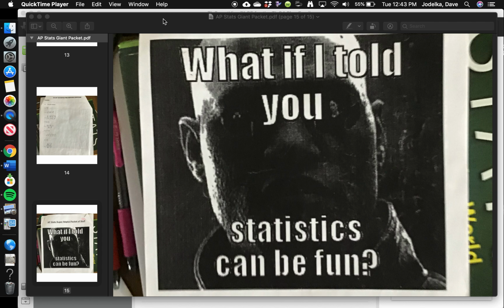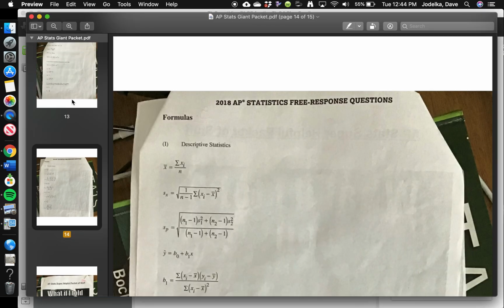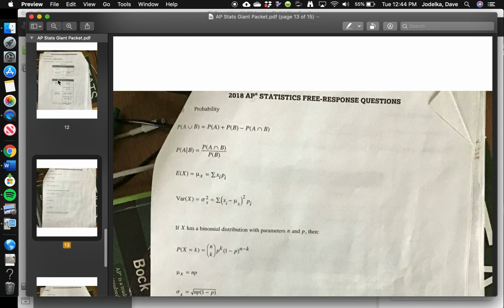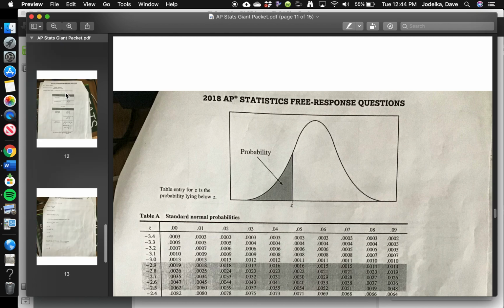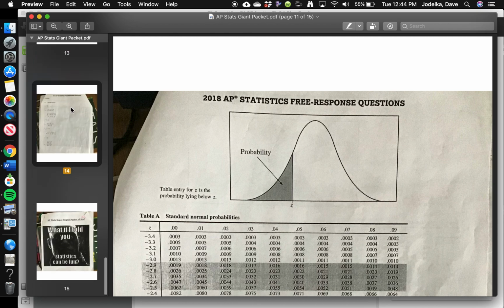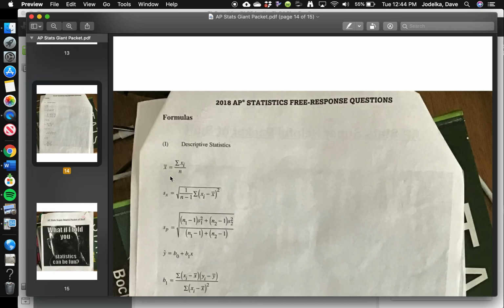So, if you don't recall this packet, I can post this AP Stats Giant packet so you have it. These pages are actually in reverse order, and there's a reason for that. Mainly because when you first got this packet, these were the first couple of pages you saw, and these are all provided on one of the links I gave you from the College Board. Like, this is what you would have gotten the day of the AP test.